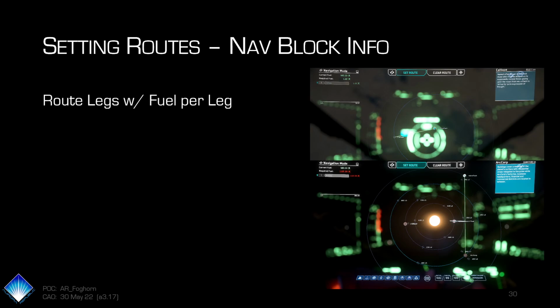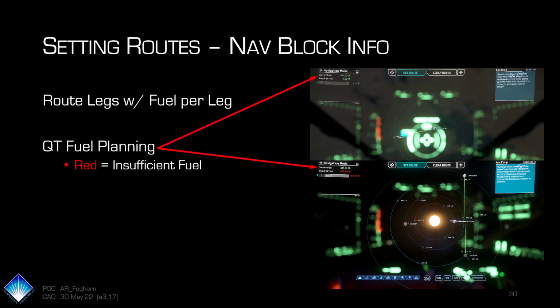The route legs and the fuel each leg will consume is numbered and displayed in this space in the info block. A small circle over a downward triangle at the left of the leg annotates the current leg. Quantum fuel planning is summarized at the top of the block. It displays the current fuel on board and the sum total of the fuel required for the entire route.